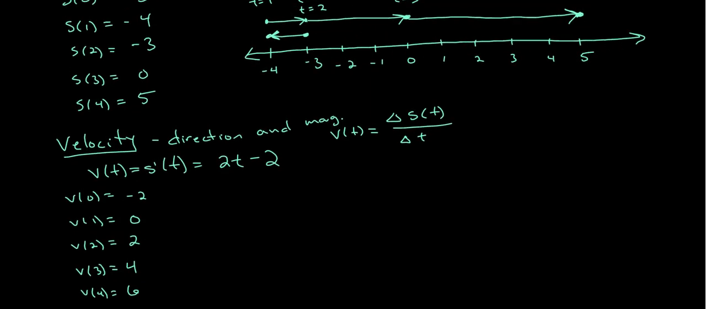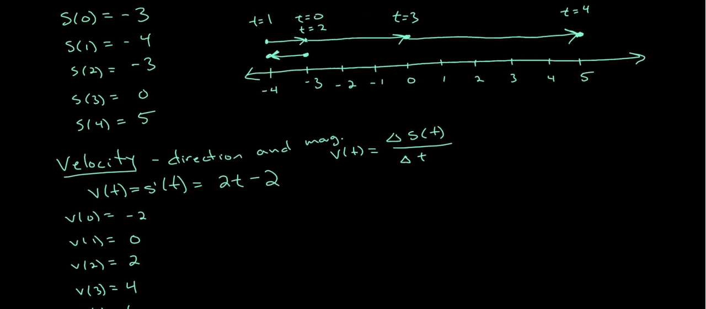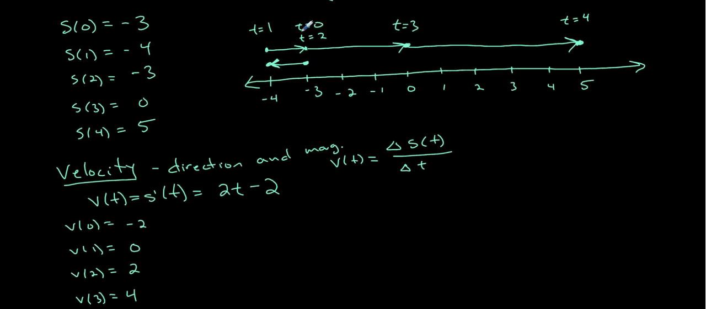All right. So what does that mean? The velocity at 0 is -2. So at t equals 0, at this moment in time, our velocity is -2. Okay. What's happening then as this object is moving this way? Object's moving left.